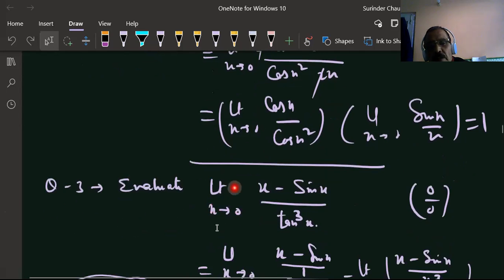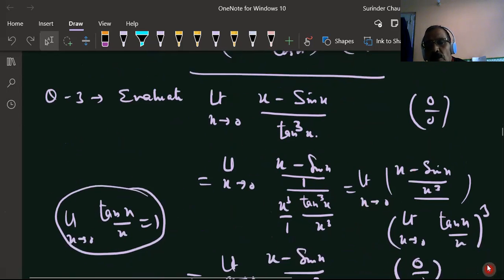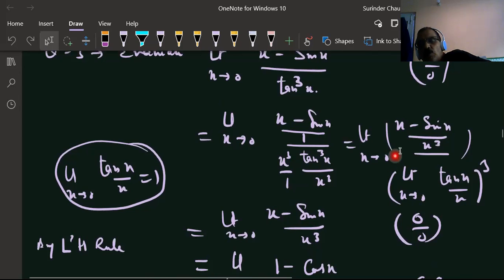Now evaluate the limit x tends to 0 of x minus sin x upon tan cube x. Again, tan cube x is here. So we will multiply and divide by x cube. We get x minus sin x upon x cube into x cube upon tan cube x. So the limit of the quotient is taken inside the bracket, and the limit of tan x upon x when x tends to 0 is 1. So we are left with limit x tends to 0 of x minus sin x upon x cube.